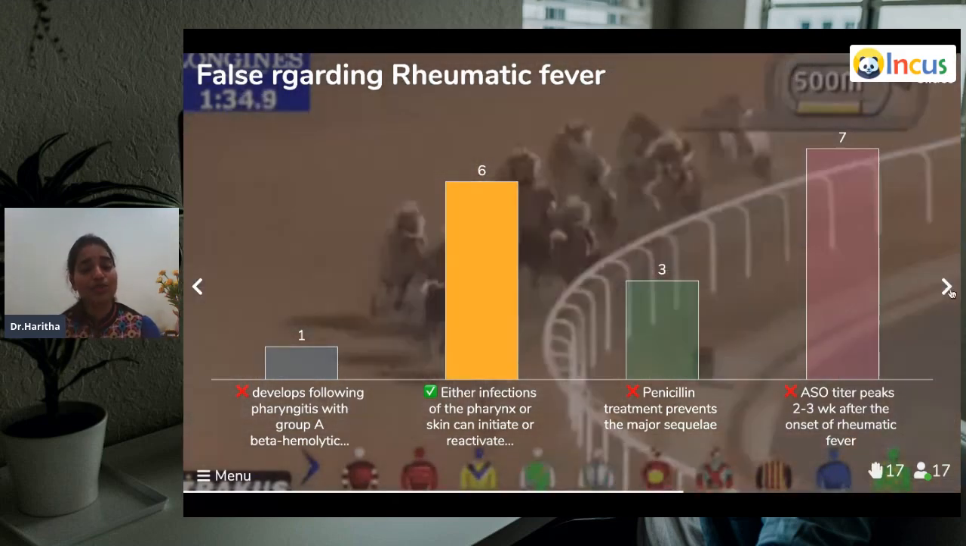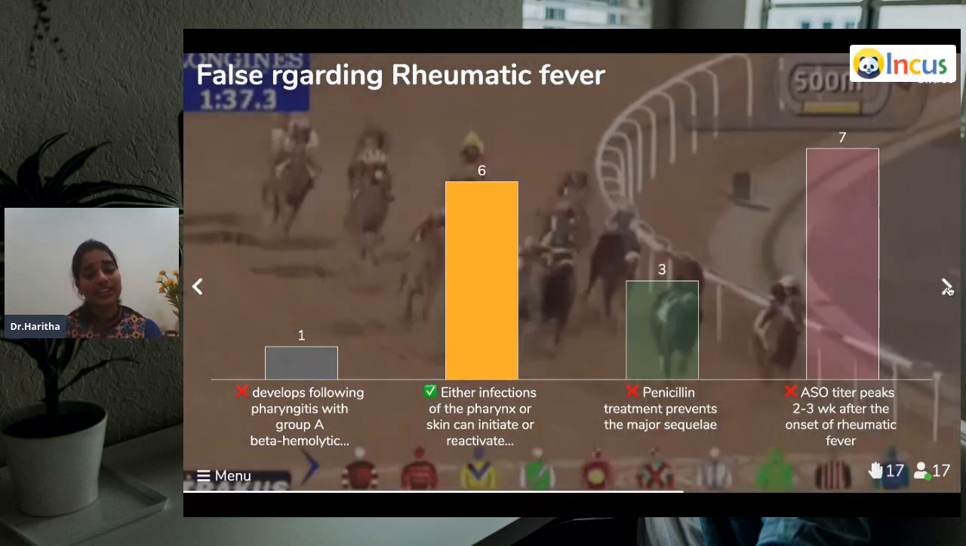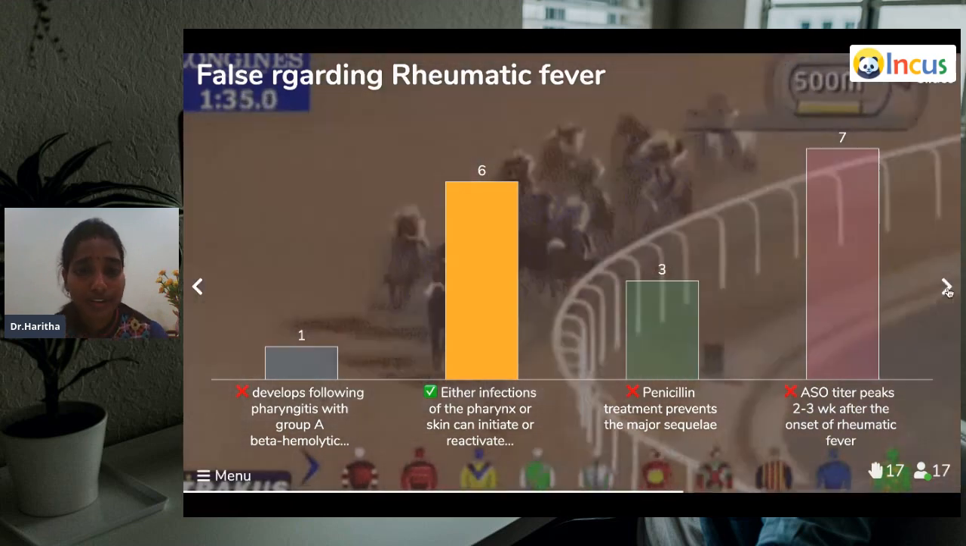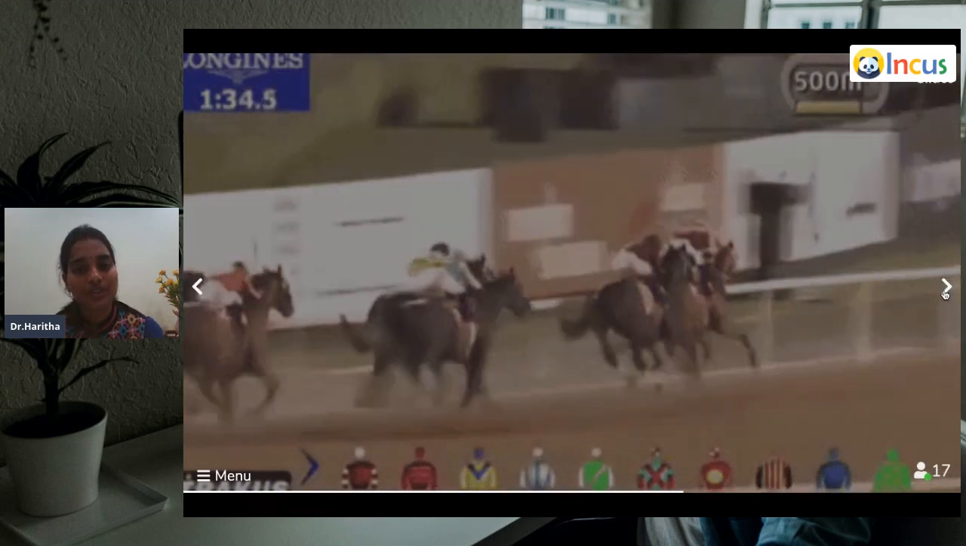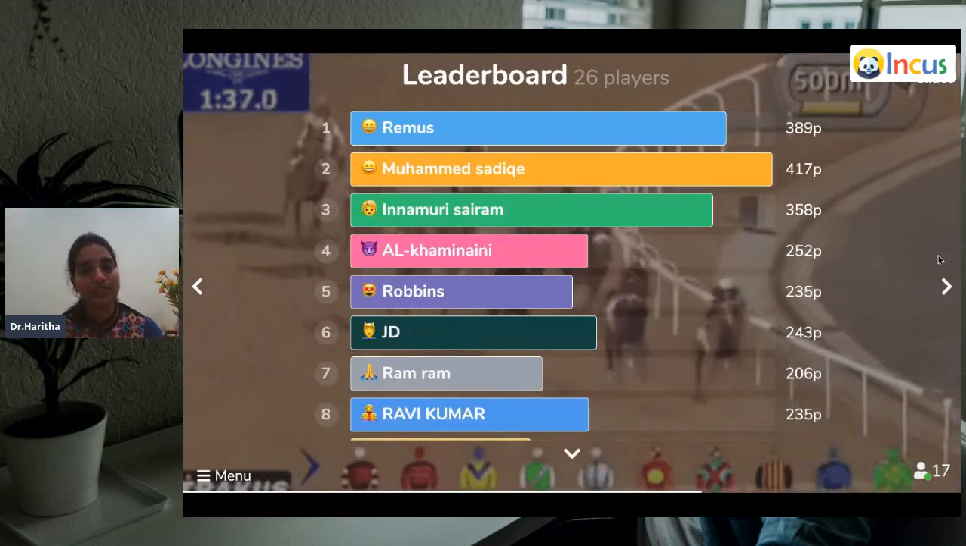What is the take home message? Only infections of the pharynx can initiate or reactivate rheumatic fever. It is not skin. So the rest, all 3 options, match very well for rheumatic fever.